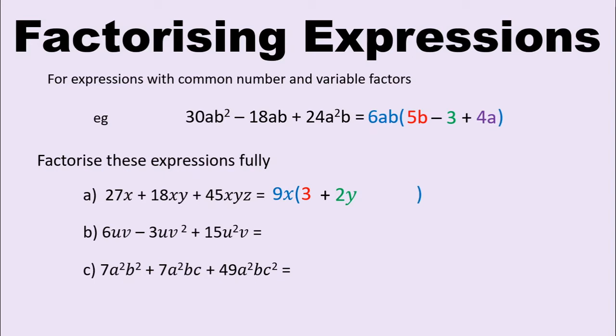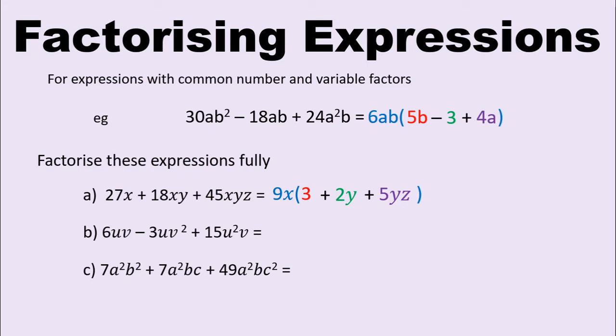Positive 45xyz divided by 9x. Number divided by number, that would be 5. Letters divided by letter, the x will cancel out, but I'll still have the yz. So that's positive 5yz. Double check that I have the right number of terms inside the brackets.